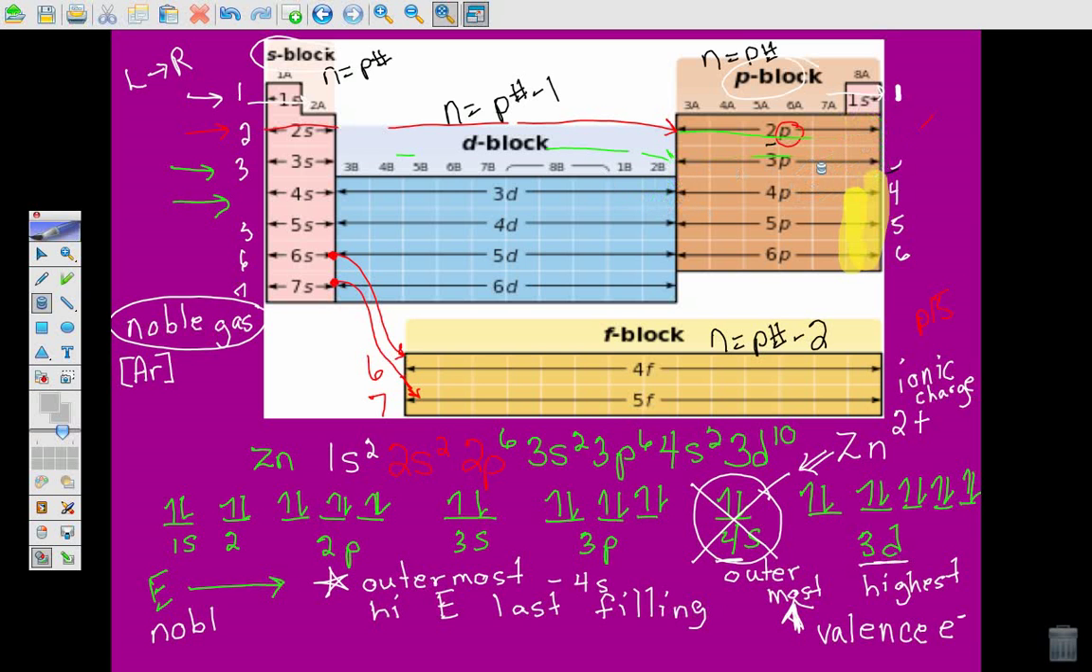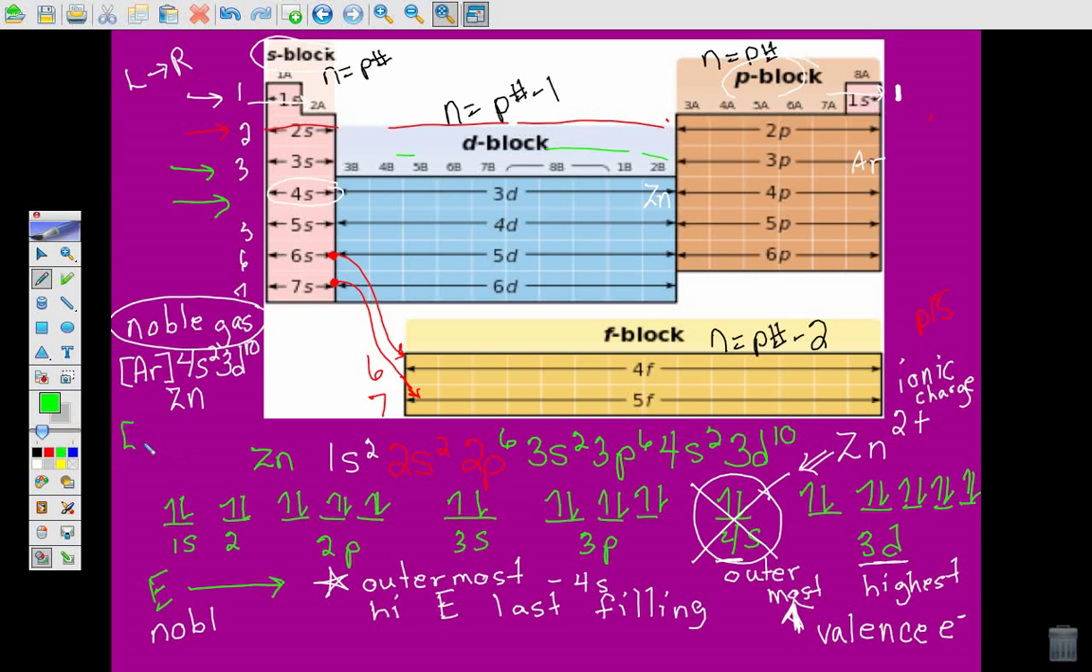Okay, got a little messy, so let's clean up the roads a little bit. Okay, and see where we go. We're on our way to zinc. We were dropped off at Argon's house. That's what the argon means. So we're going to pick it up right here. So it'd be argon 4s2 3d10. Now that would be for zinc.